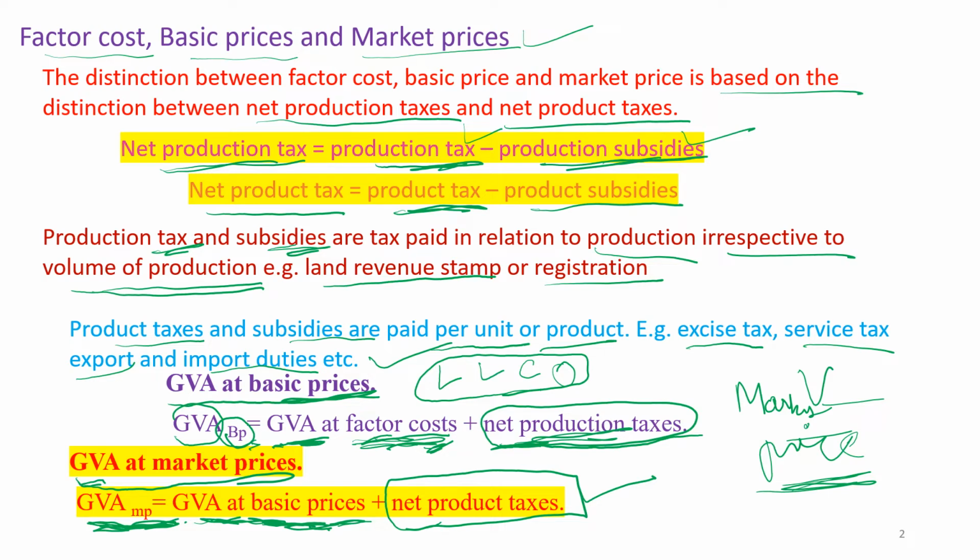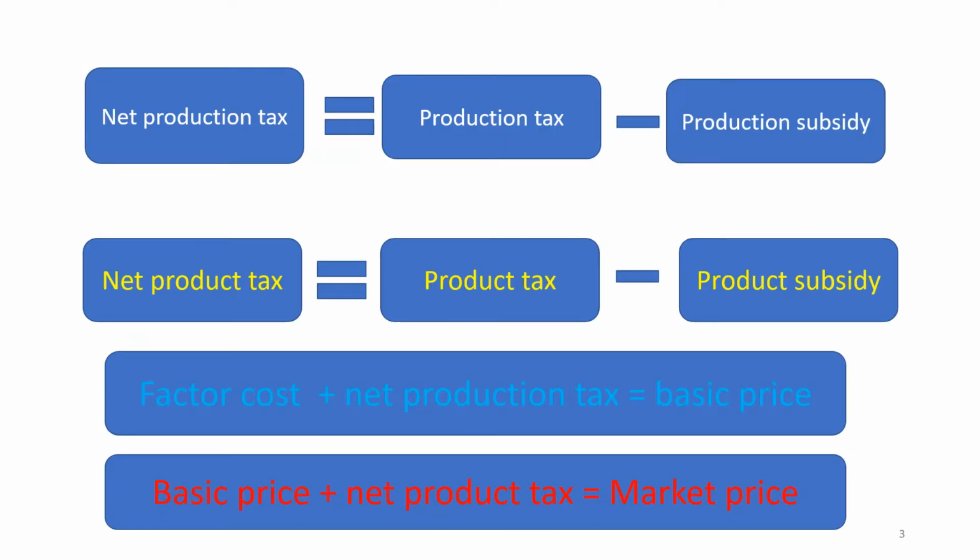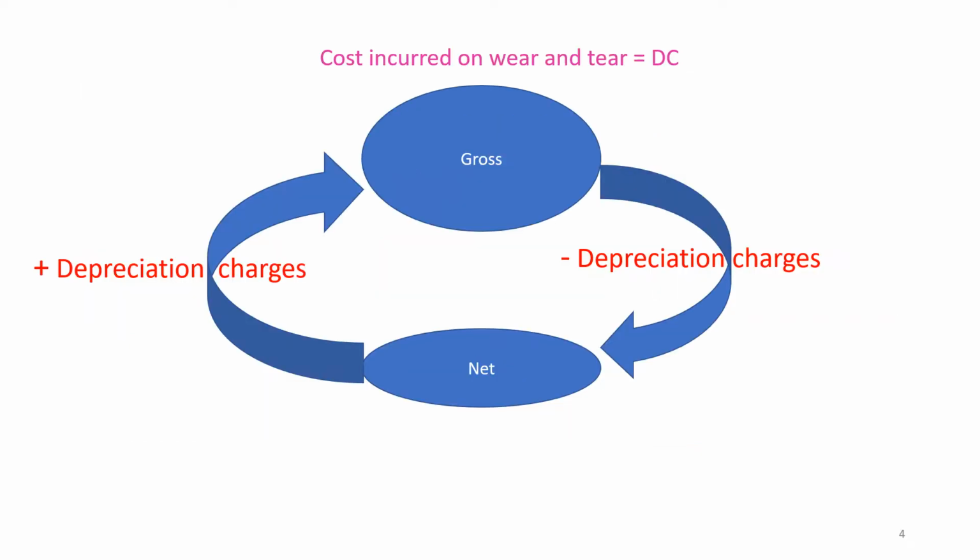Dear students, here you can see net production tax is equal to production tax minus production subsidy. Then net product tax is equal to product tax minus product subsidy. Factor cost plus net production tax is equal to basic price. You have to remember, basic price plus net product tax is equal to market price.